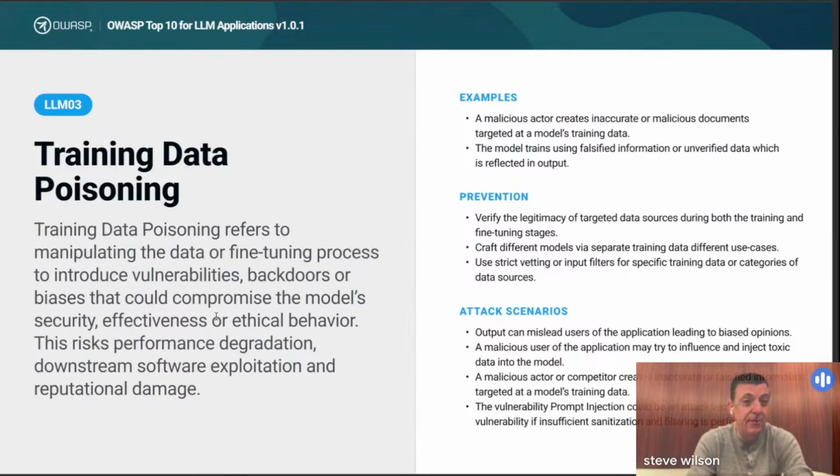So this idea of watching what kind of training data is coming in, where are you using it? Are you sure it's safe? What's the provenance on that data? That becomes one of the most important things that you need to worry about.